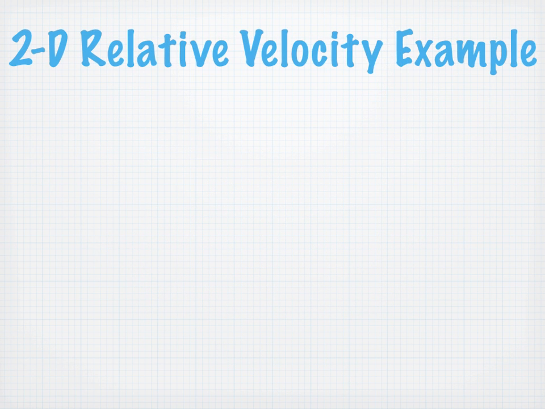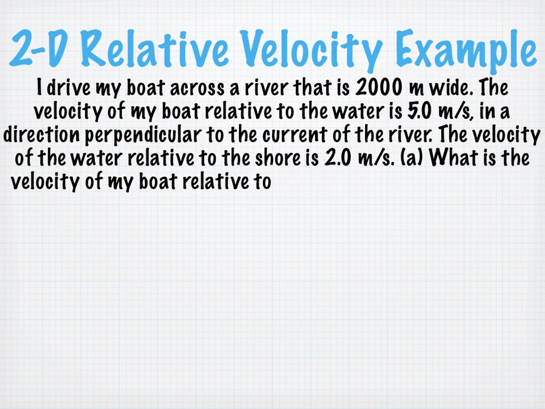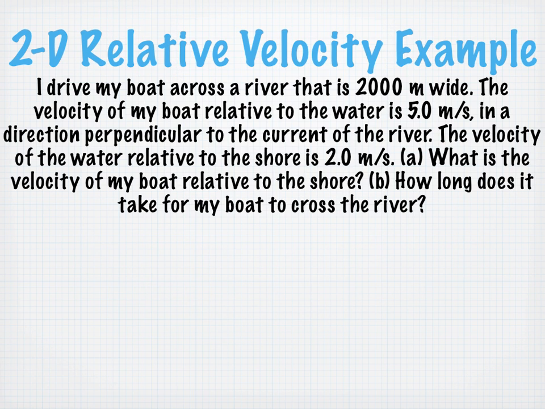Let's look at a classic two-dimensional example. I drive my boat across a river that's 2,000 meters wide. The velocity of my boat relative to the water is 5 meters per second in a direction perpendicular to the current of the river. The velocity of the water relative to the shore is 2 meters per second. Part A, what is the velocity of my boat relative to the shore? And part B, how long does it take for my boat to cross the river?